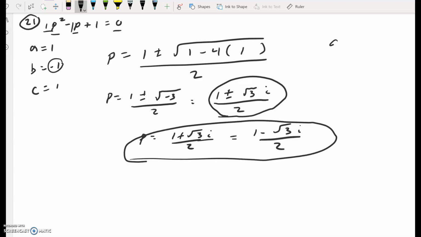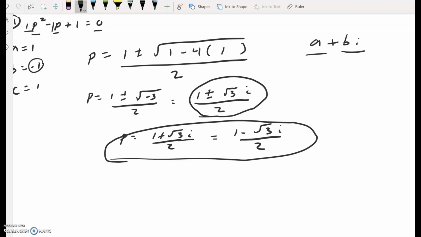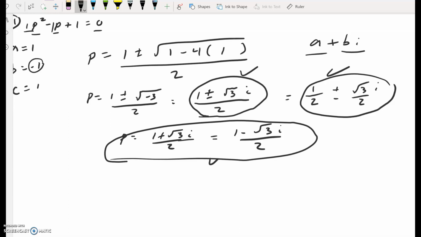Lastly, if we want our answers to be in a plus bi form, where these two are separated with a plus sign or a negative sign, we could distribute the 2 on the bottom here to each part of the numerator. This is not always super useful, and so I'm not real big on it. I would accept this, this, or this. They're all good solutions. There's nothing we can do to simplify them any further. If you're using the software, that's a different story. You gotta feed it what it wants. But in terms of getting a test question right, I don't really care which way you do it.